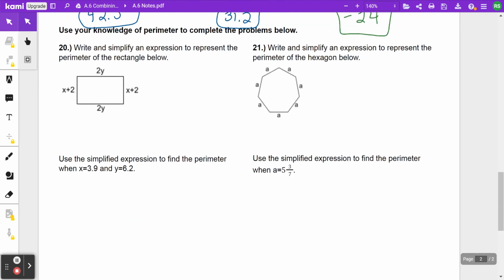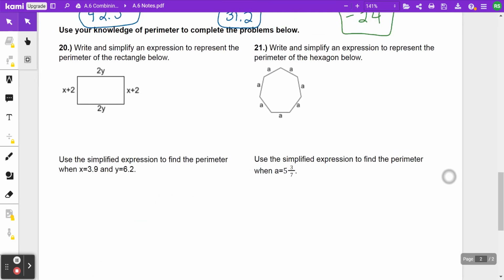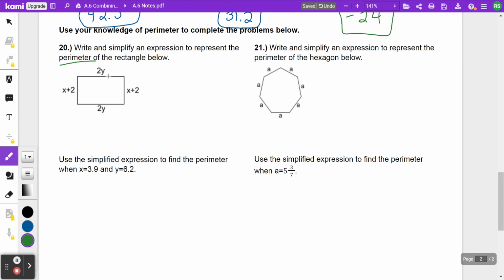All right, last two. Number 20, write and simplify an expression which represents the perimeter of the rectangle below. Use the simplified expression to find your perimeter when x is 3.9 and y is 6.2. If I want to find the distance around the outside of the shape, which is our perimeter, I'm just adding up all of the sides. So I'm going to add up 2y plus 2y plus x plus 2 plus x plus 2.